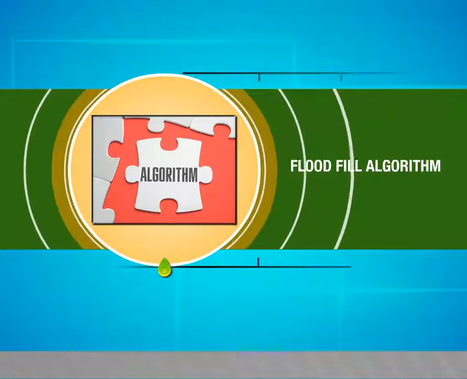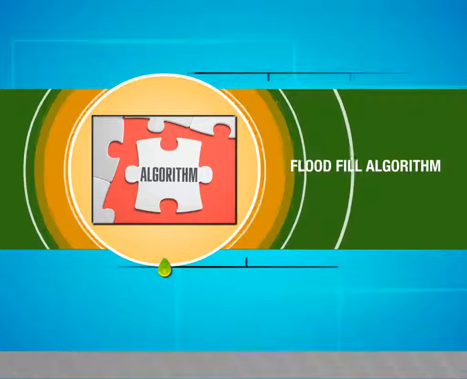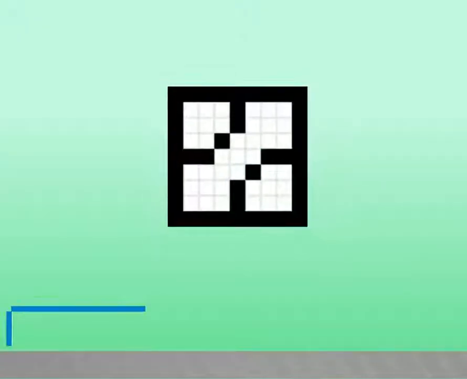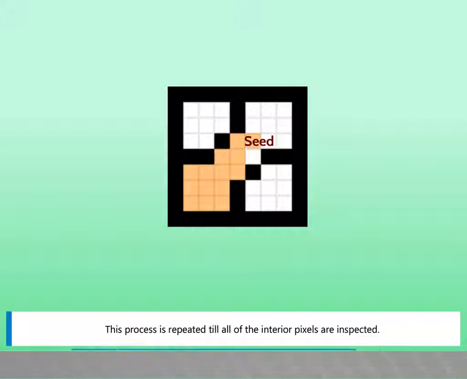Flood fill algorithm. In this video, we are going to see about flood fill algorithm. In this method, we start from the given interior, that is, initial pixel called as seed. From this seed, the algorithm inspects all of the surrounding 8 pixels to see whether the boundary extent is reached. This process is repeated till all of the interior pixels are inspected.